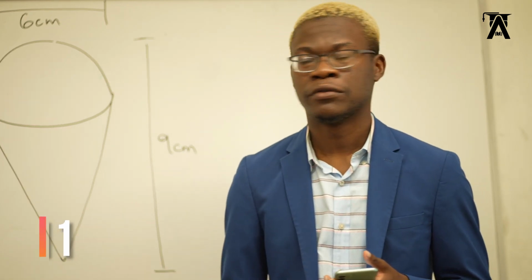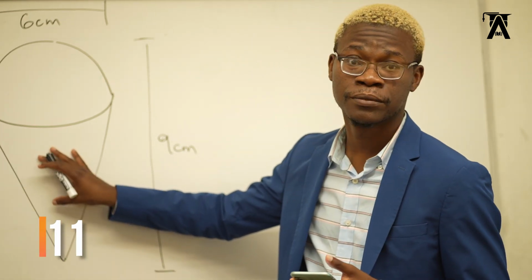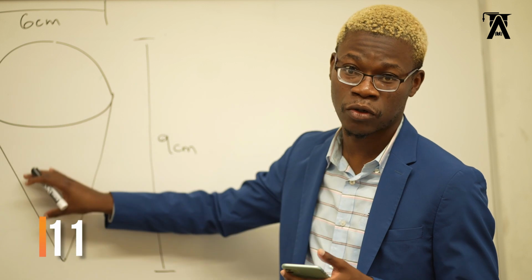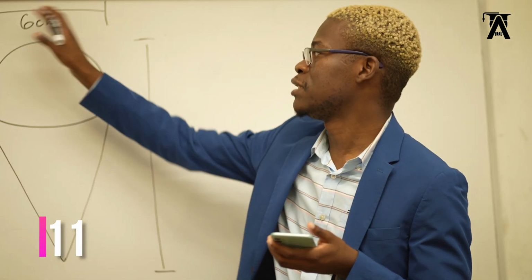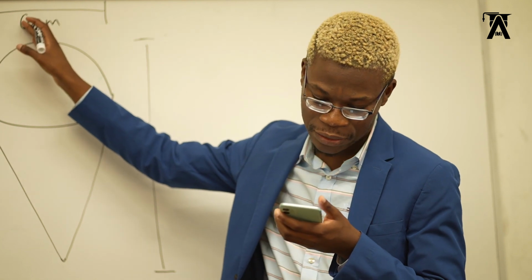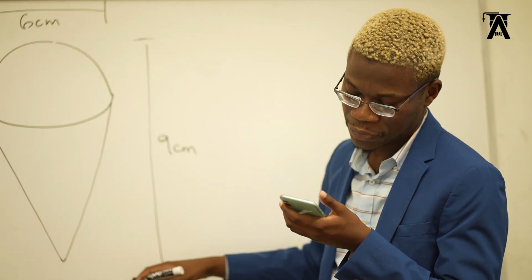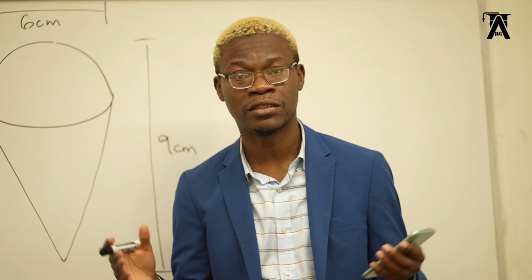This is question 11. In question 11, we have this figure. It's made up of a hemisphere and a cone, and we were told that the diameter of the base of the hemisphere is 6 centimeters and the height is 9 centimeters, and we are asked to find the total volume.